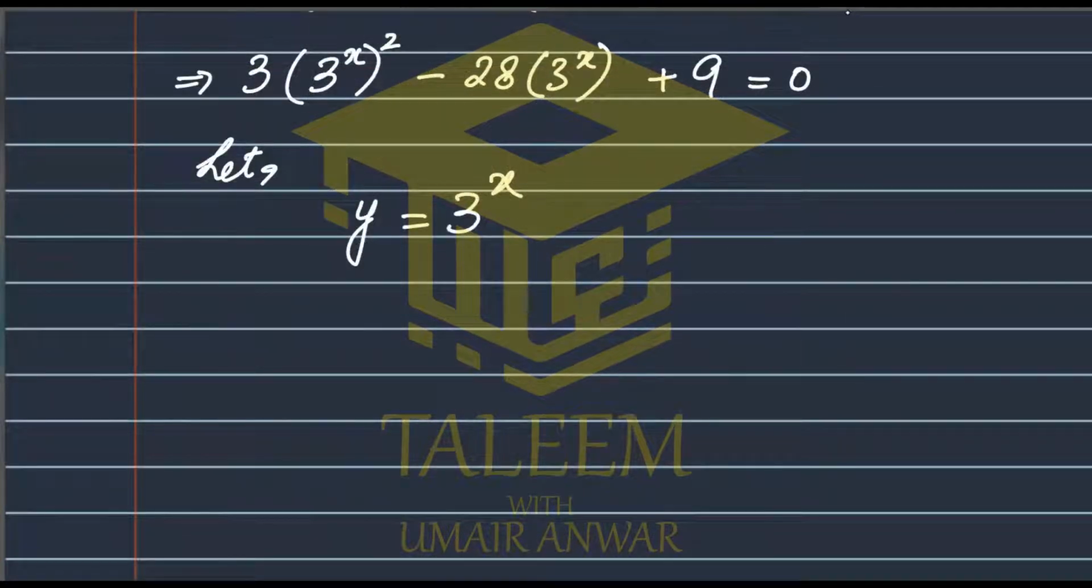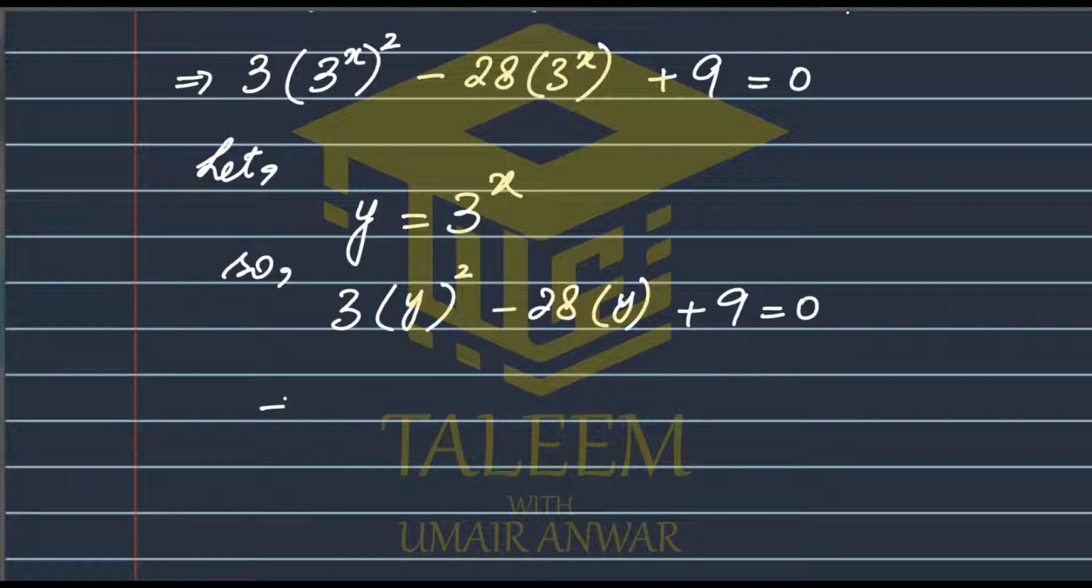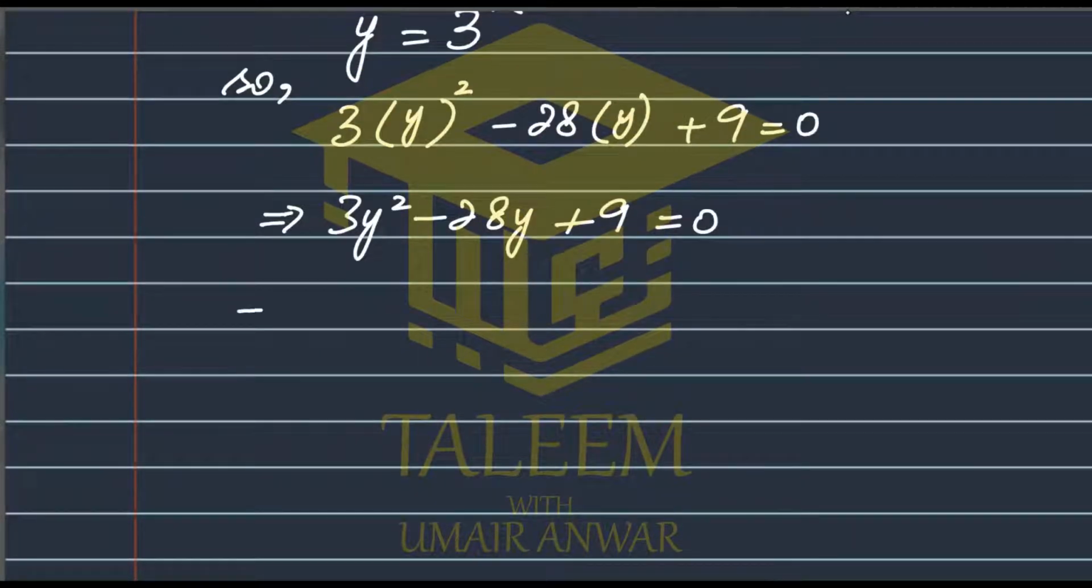y is equal to 3 raised to x. So the given form now becomes y in place of 3 raised to x. Everything else remains same. So wherever 3 raised to x was written, it was replaced by y. So it becomes 3y square minus 28y plus 9 is equal to 0, a simple quadratic equation.